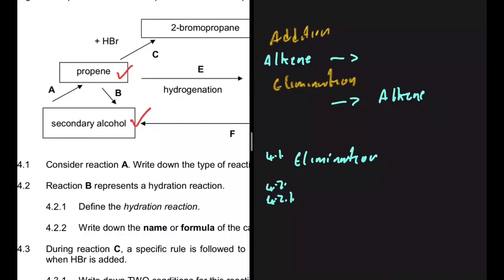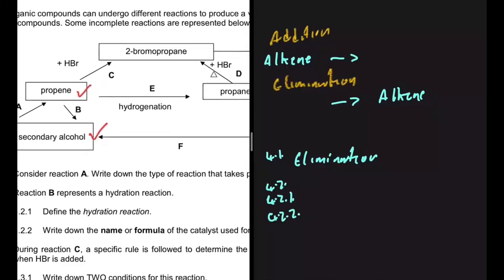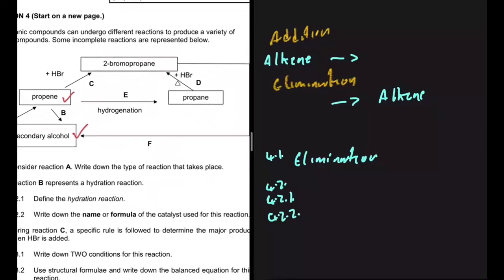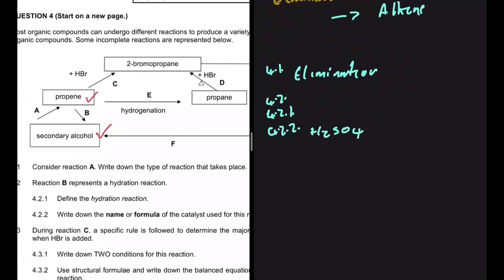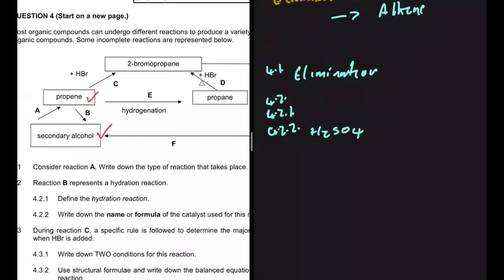And the follow-up question, 4.2.2, write down the name or formula of the catalyst used for this reaction. So a catalyst you can use for a hydration reaction is H2SO4. So we can use sulfuric acid as a catalyst for a hydration reaction. Let's look at 4.3 and 4.3.1.